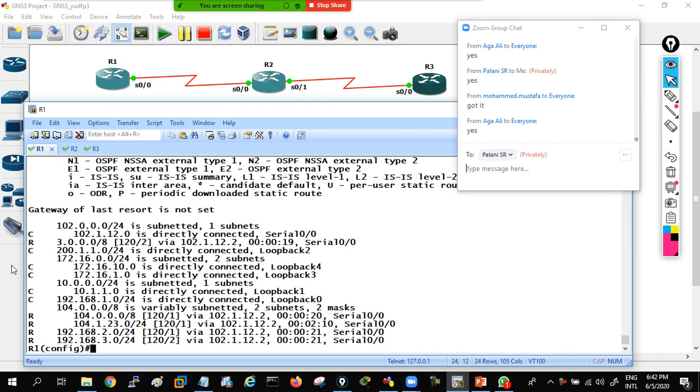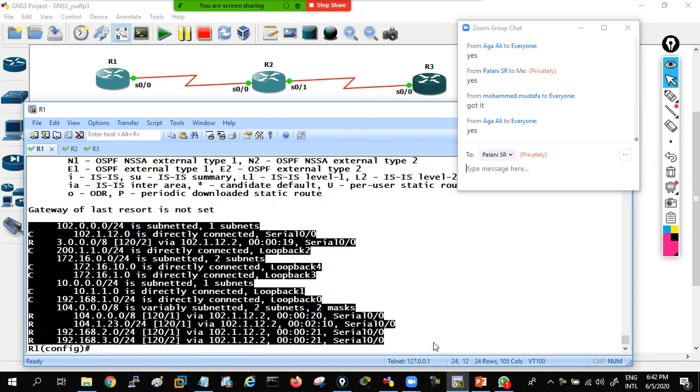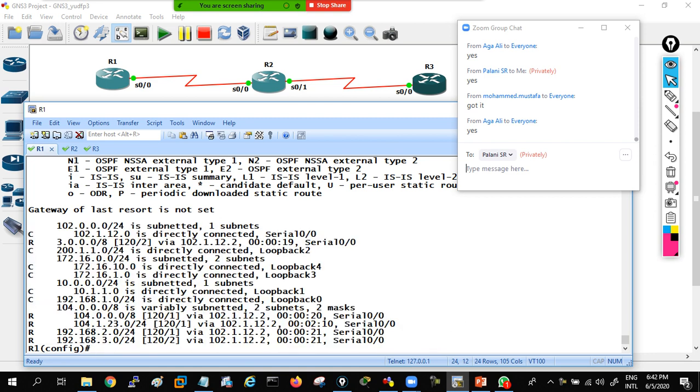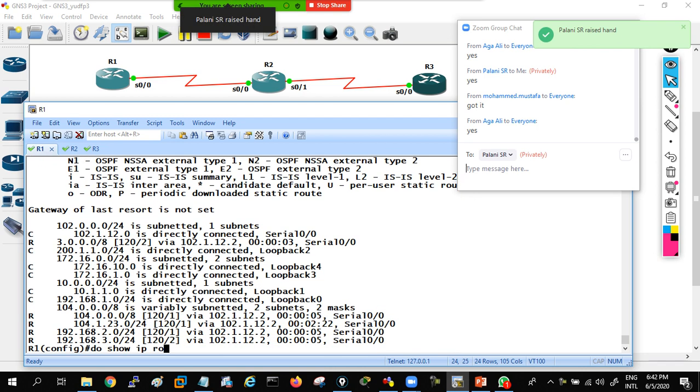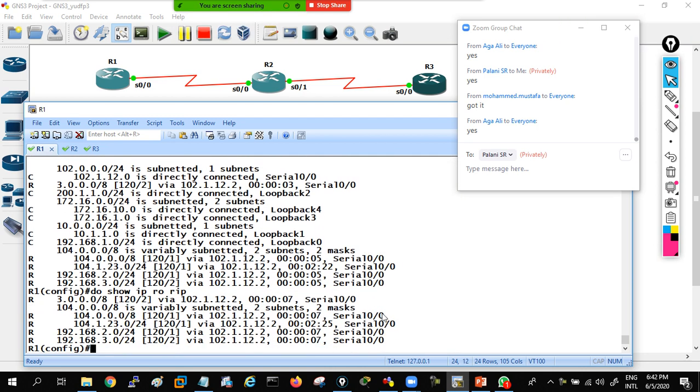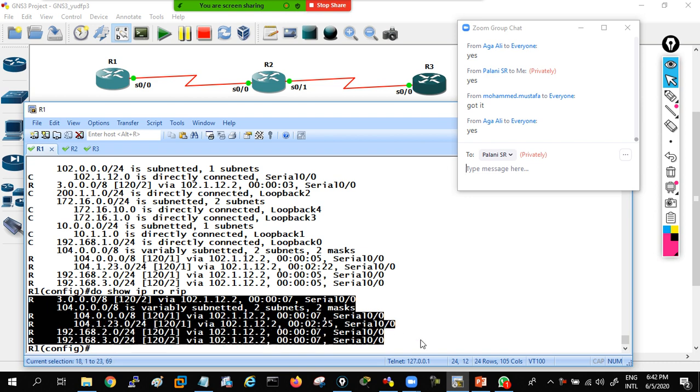Did you see? In router 1, there is no route at all. Let me check that. Do show ip route. Do show ip route rip. See there, there is no route 172.16. Why? Why is it not there? Can anybody tell me why it's not there? I need answers from everybody.